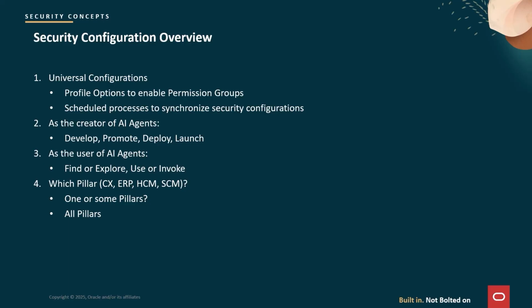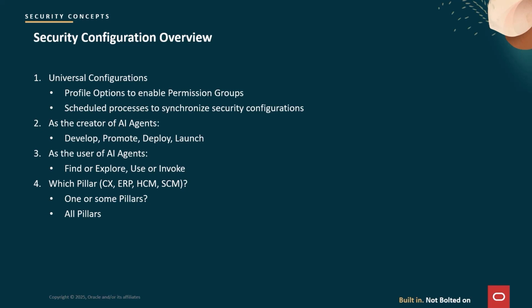We'll then divide the configurations into three broad categories. First, we'll consider whether the user using Oracle AI Agent Studio will be the administrator and creator of AI agents, which is the primary focus of this course. If so, then the roles and privileges will be configured to allow the user to develop, promote, deploy, and launch the AI agents for validation and verification, for example.